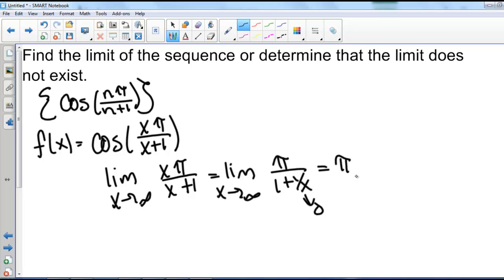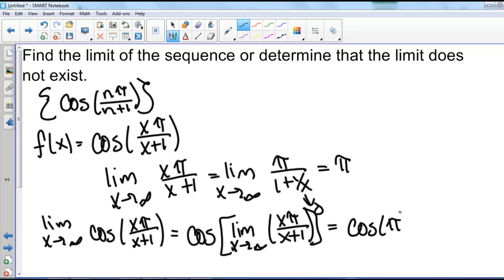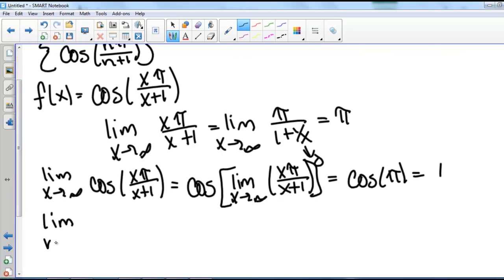So since cosine of u is a continuous function, we get the limit as x goes to infinity of cosine of x times pi over x plus 1 equals cosine of the limit as x goes to infinity of x times pi over x plus 1, which equals cosine of pi, which is negative 1. So that tells us that the limit as n goes to infinity of our sequence equals negative 1 and converges.